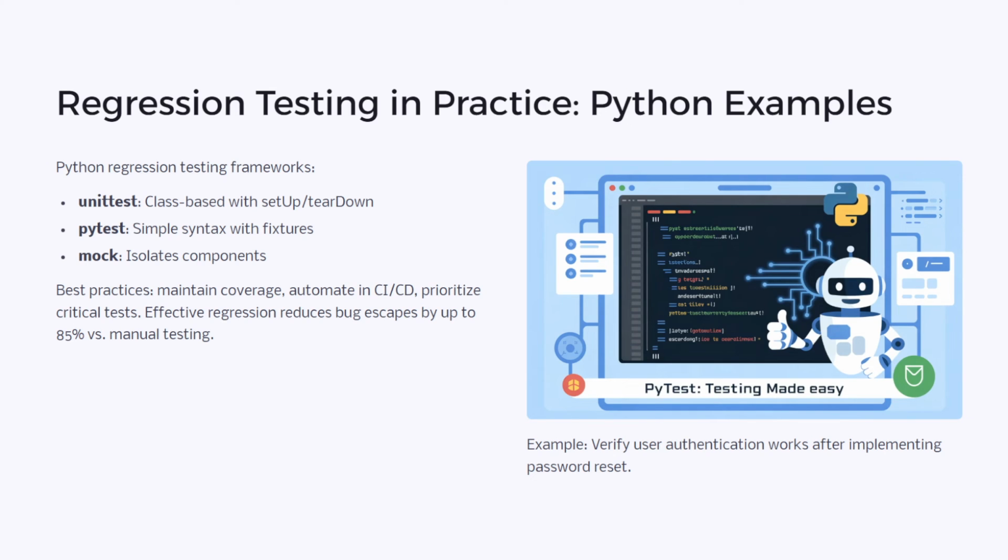So an example of this is to verify user authentication works after implementing password reset. So that's it for this video, regression testing, what it is, and an example of it.